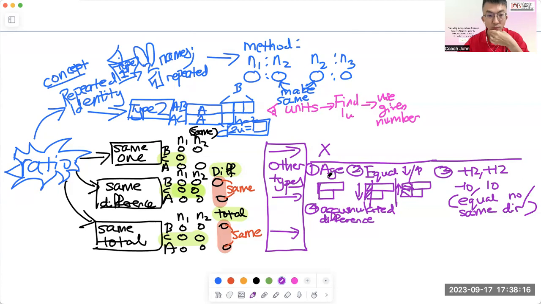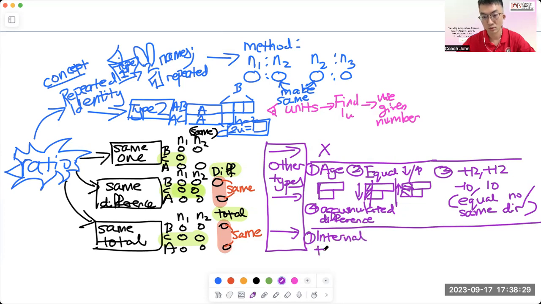Okay, what about same total? Okay, same total got two types. One is internal transfer. Let's say I pass to you, you pass to me. And doesn't matter how we pass to each other, the number of things that we have in total is always the same. Number two will be the rise equals to drop.